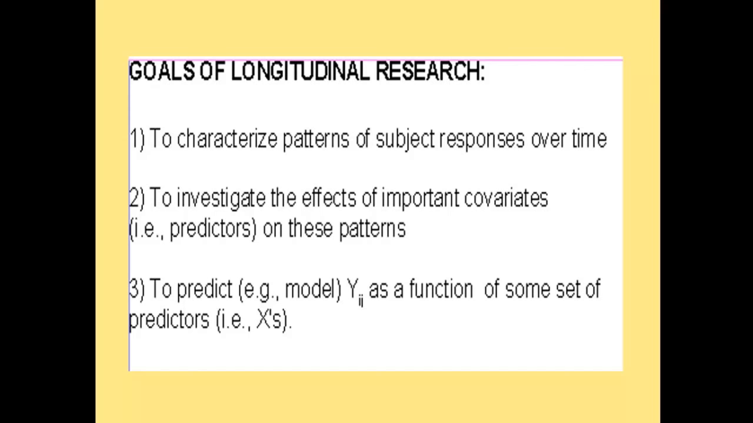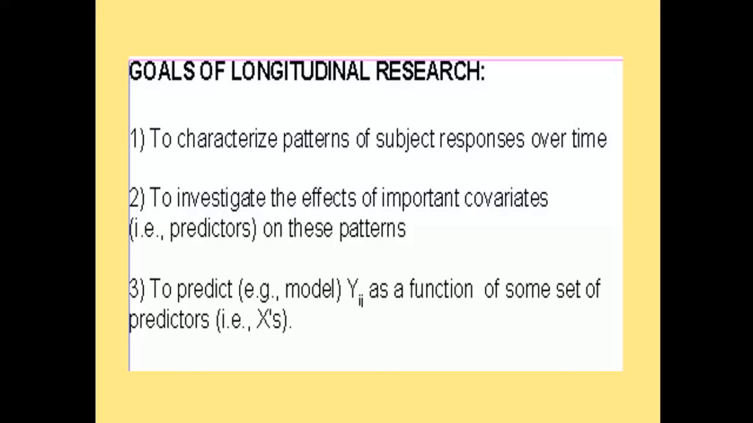So there are 3 things listed here. The first one says to characterize patterns of subject responses over time. That statement really relates to longitudinal data, because if we're talking about correlated data in general, you might have data on households, so time might not be a factor. The first item refers to longitudinal research, to see how things for one person or one group of people are changing over time compared to another group of people.